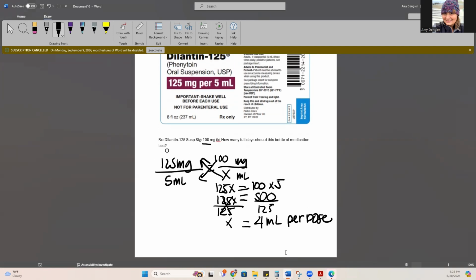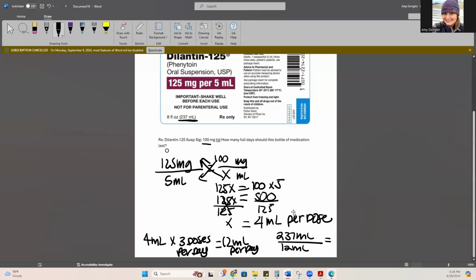All right. So they're taking that 4 ml 3 times a day. So 4 times 3 is 12 ml per day. And the bottle says it has 237 ml. So 237 ml in the bottle divided by the 12 ml we're going to give per day. Simple division problem.